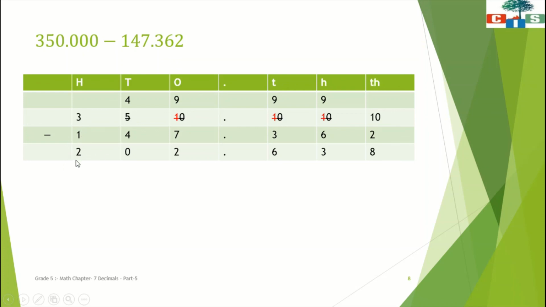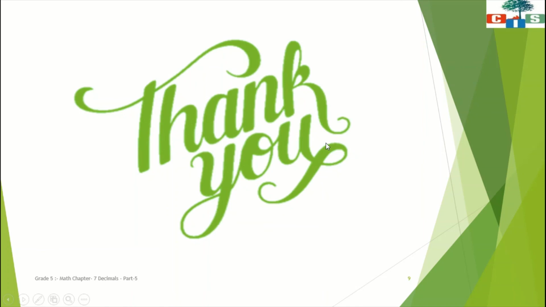So the difference of 350.000 minus 147.362 is 202.638. Okay, scholars, here I have done a few sums. The rest of the sums you have to do by yourself.